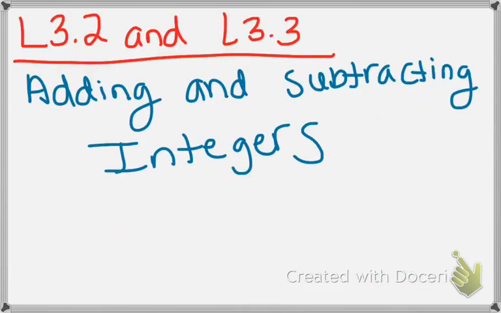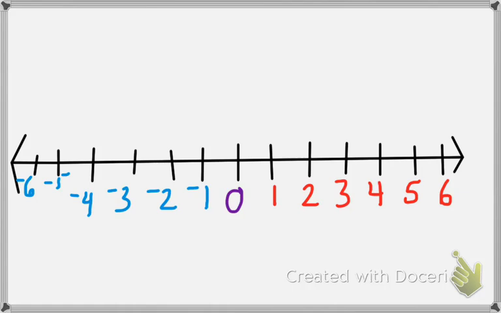Okay, moving right along. The next two lessons, lesson 3.2 and 3.3, are adding and subtracting integers. Okay, adding and subtracting integers, we're going to use a number line. Now this topic is a little tricky, but I think that if you know the sign rules and certain rules, it should be a lot easier. It's a little confusing sometimes, so that's why using a graphic organizer and using a number line are very important.